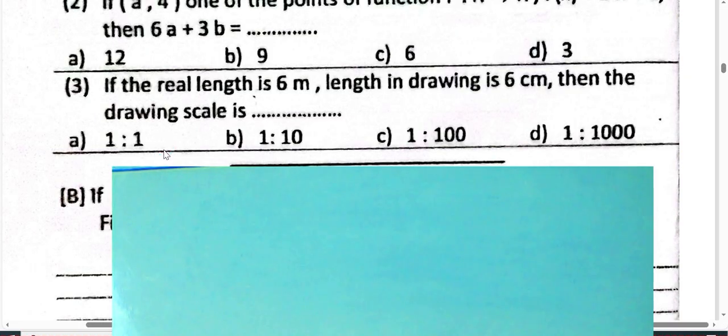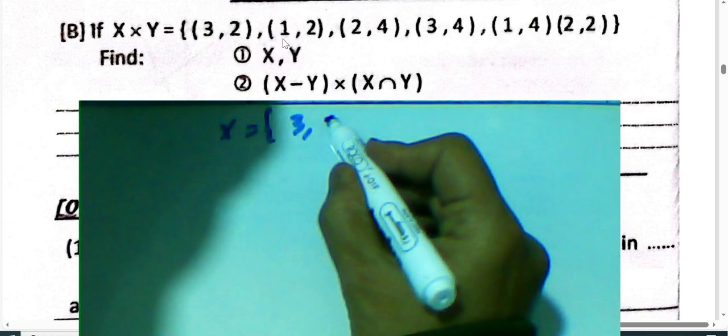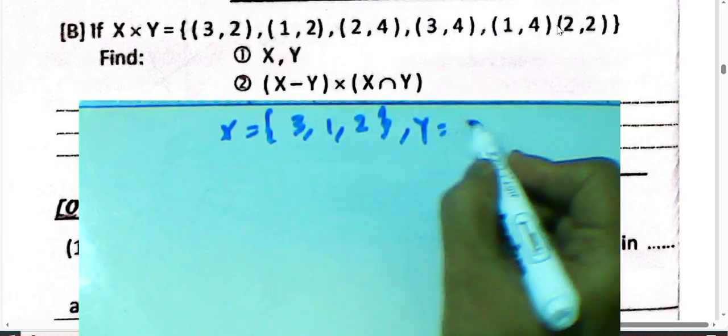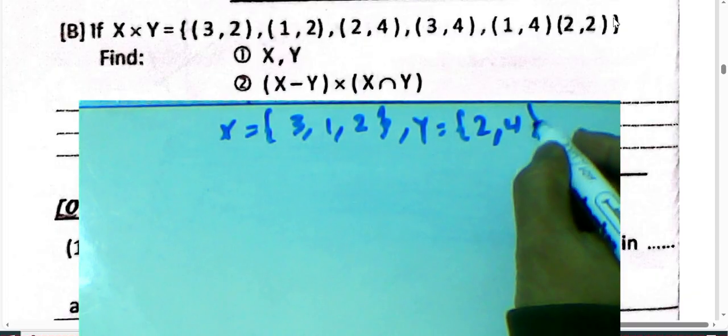Next question. If X Cartesian product Y equals a set of points like this, he wants to find the sets X and Y. X will be the first projection and Y the second projection. X here will be 3, 1, 2, where 3 is repeating, 1 repeating, 2 repeating. And Y, the second projection, we have 2 and 4, right? 2 and 4, with 4 and 2 repeating. Then we have X and Y now.